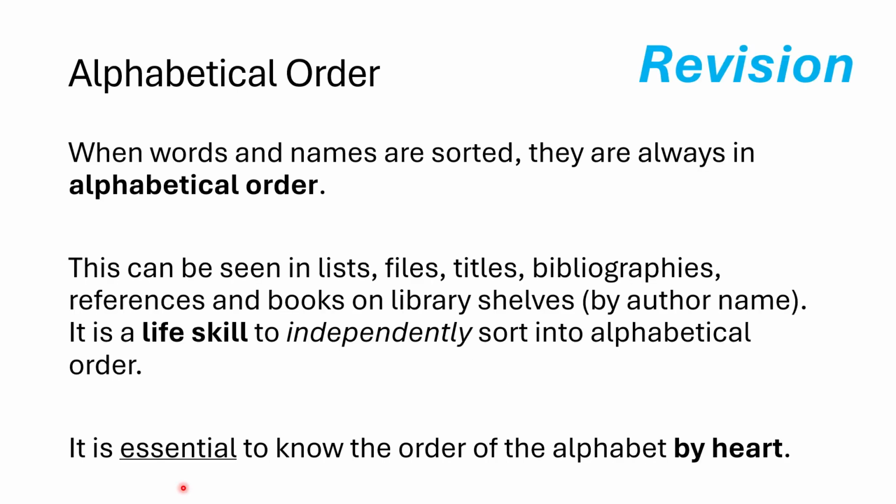When words and names are sorted, they are always in alphabetical order. This can be seen in lists, files, titles, bibliographies, references, and books on library shelves by author name. It is a life skill to independently sort into alphabetical order. It is essential to know the order of the alphabet by heart.